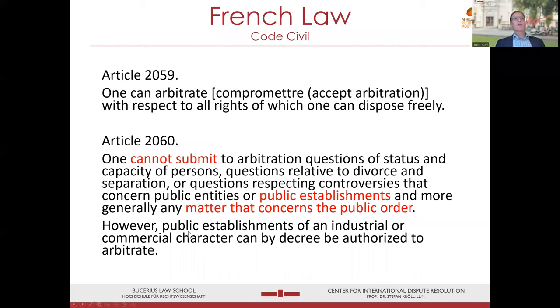However, the French law then goes on: public establishments of industrial and commercial character can by decree be authorized to arbitrate. You will see that there is no authorization or no decree given in the facts of the Moot. So it may not be the French provision which is relevant here. We're dealing with Equatoriana, but some of the ideas coming from the French law are embodied here.